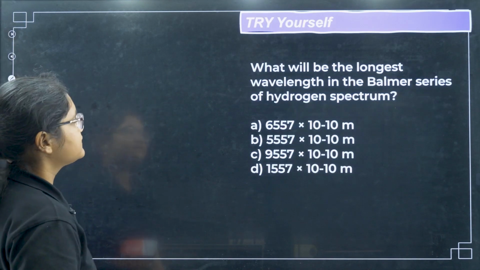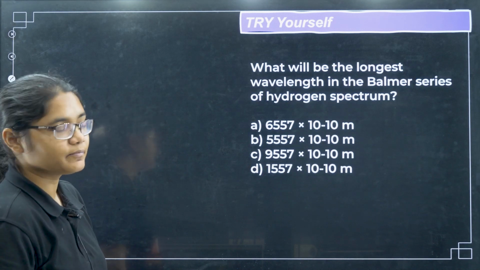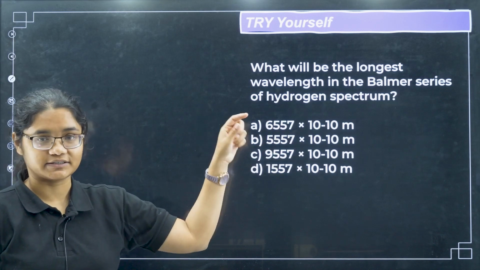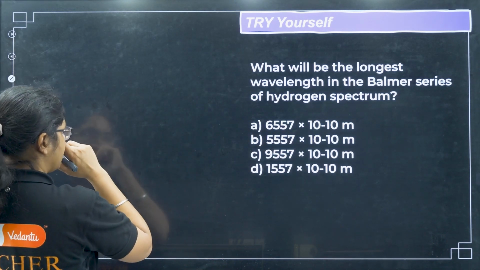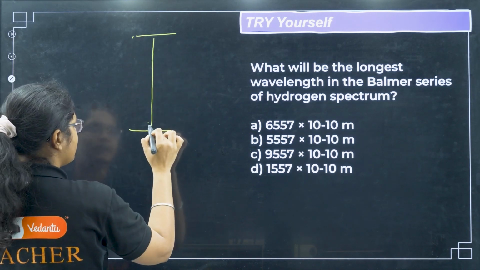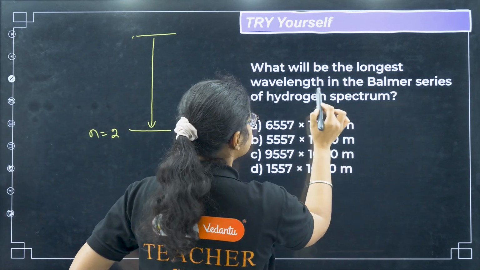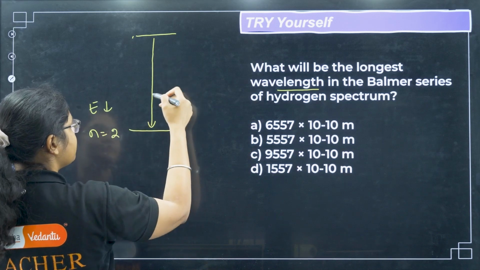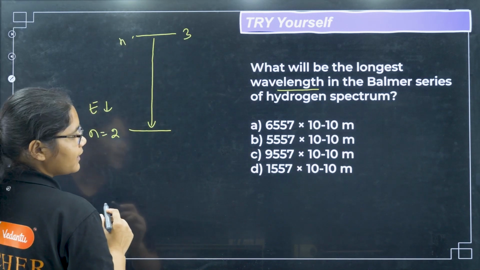Okay. Next, what will be the longest wavelength in the Balmer series of hydrogen spectrum? I want to give you this as a homework, so please try this question and put in the comment section. I'll tell you how to solve it. Balmer series means the series should end at n equal to 2, okay, and you want longest wavelength. Longest wavelength means energy should be minimum, so energy will be very less if I am going from n equal to 3 to n equal to 2.